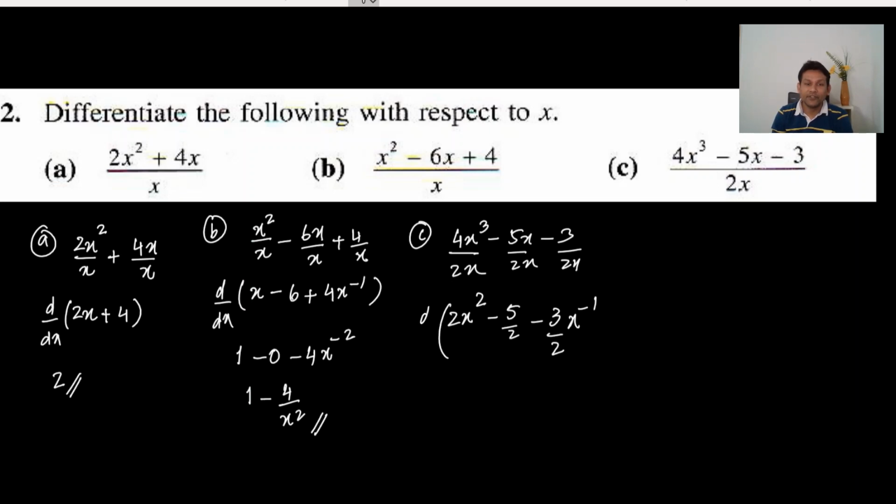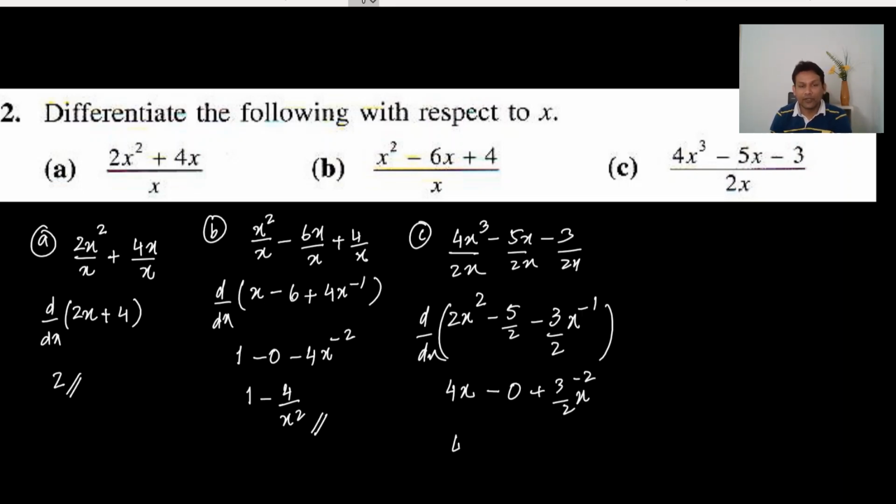Now apply the differentiation. When we apply the differentiation, it is coming 4x only, power 1. The differentiation of constant term is 0. This minus 1, minus is coming plus 3 upon 2. And x power is positive 2, will be minus 2. Okay. Minus 1 is minus 2.